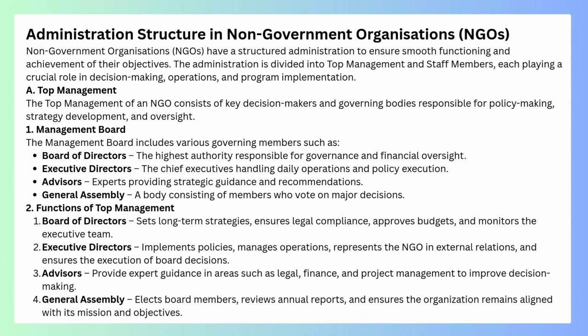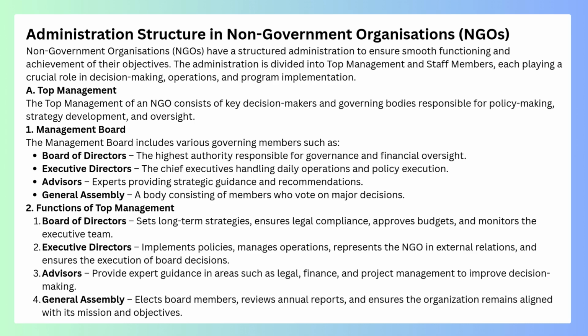The administration is divided into top management and staff members, each playing a crucial role in decision-making, operations, and program implementation. A. Top management. The top management of an NGO consists of key decision-makers and governing bodies responsible for policy-making, strategy development, and oversight.